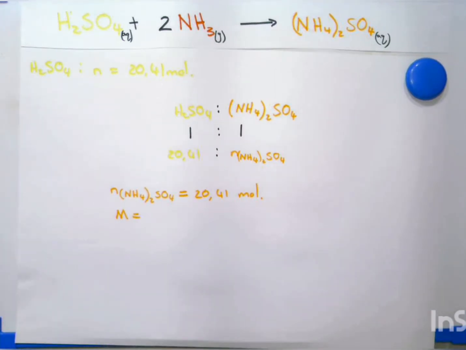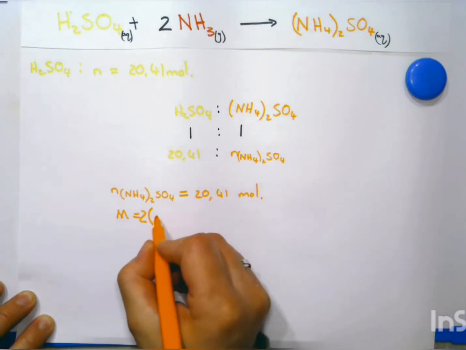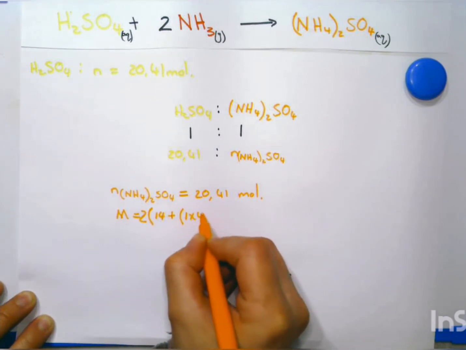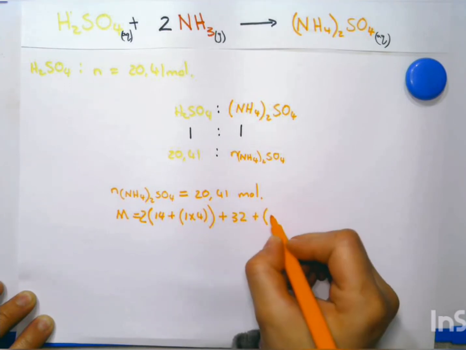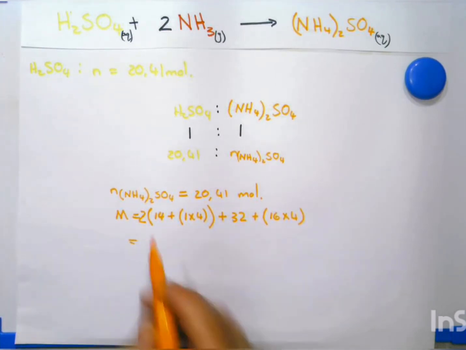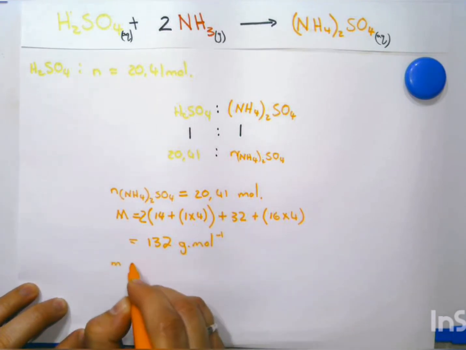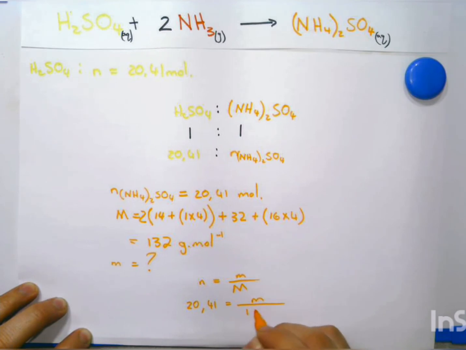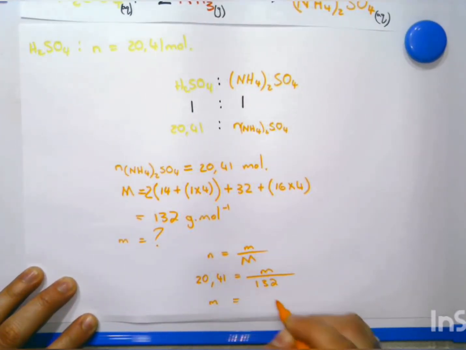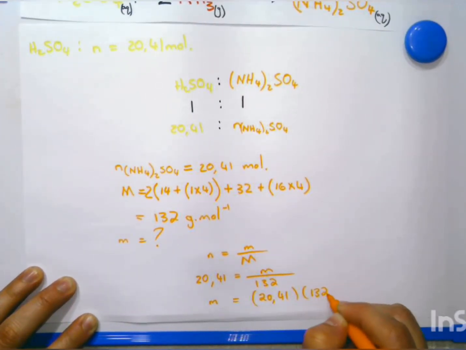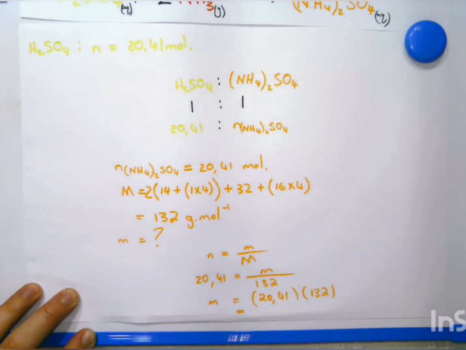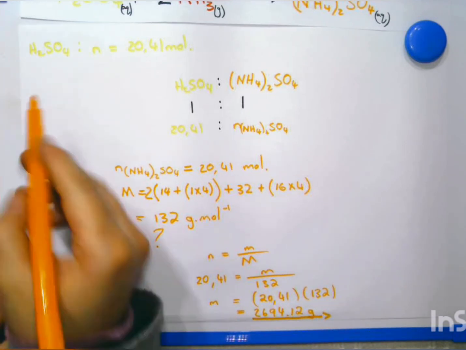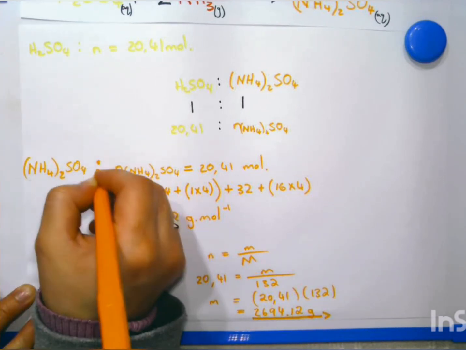But we want to know how much mass 20,41 mole will be. So we find our molar mass, which is 132 grams per mole, and we want to know the mass from that. We copy our formula, substitute our values, and then when we calculate it, we find 2,694,12 grams of ammonium sulfate is formed.